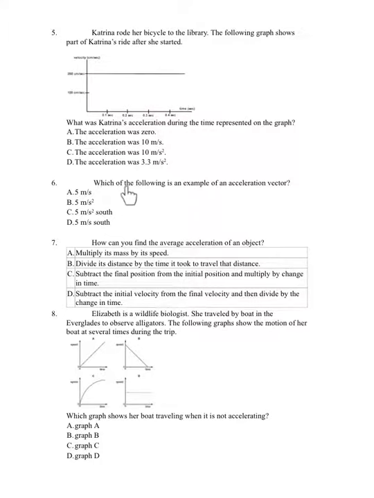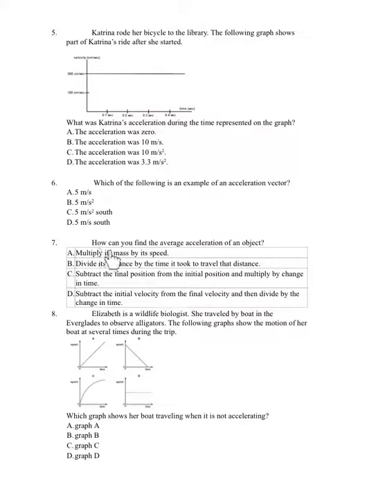Number 6. Which of the following is an example of an acceleration vector? A. 5 meters per second. B. 5 meters per second squared. C. 5 meters per second squared south. D. 5 meters per second south.